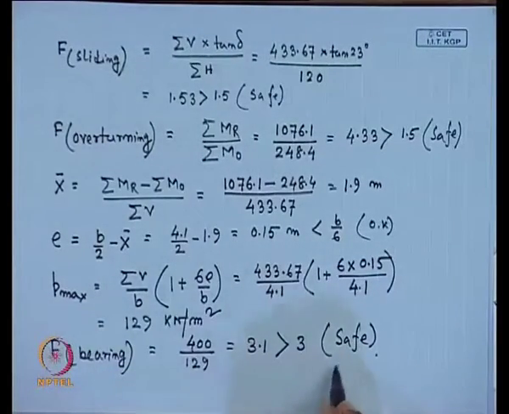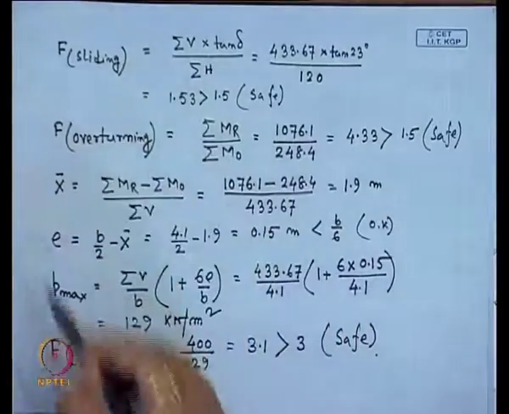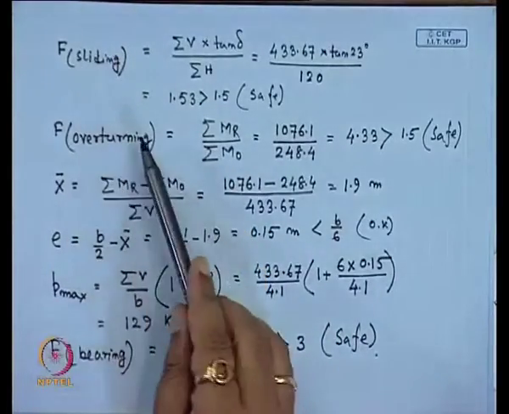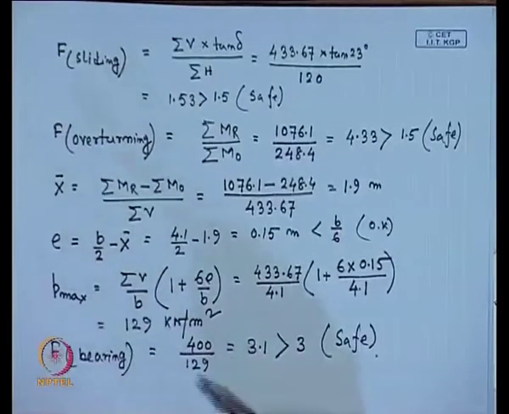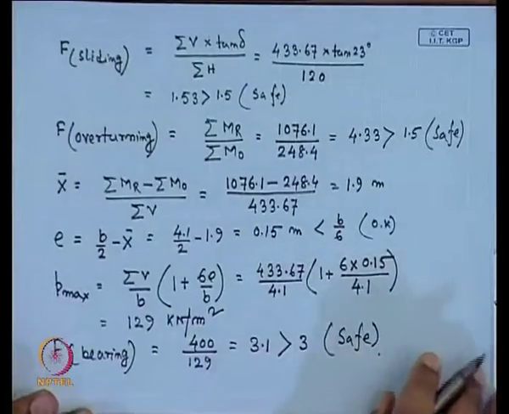So, in this way we have checked all the factors of safety, that is for the sliding, overturning, then for the no tension condition and the factor of safety for the bearing. So, all the checks are satisfied. So, the dimension that we have chosen is okay for all the conditions, it has satisfied all the factors of safety. So, we can use this dimension for our purpose.